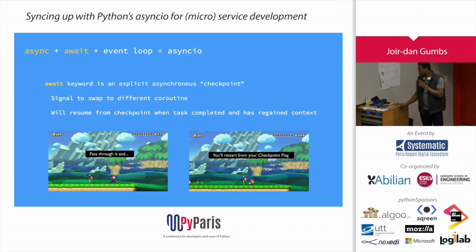But the other piece that's important is await. Await is a keyword that explicitly dictates a checkpoint within the code that you're running. I like to think of it as if you've ever played Super Mario World and you run through the level and there's that little thing that almost looks like a fence that you run through, and if you're little Mario, you become Big Mario, but if you die, you start at that checkpoint again.